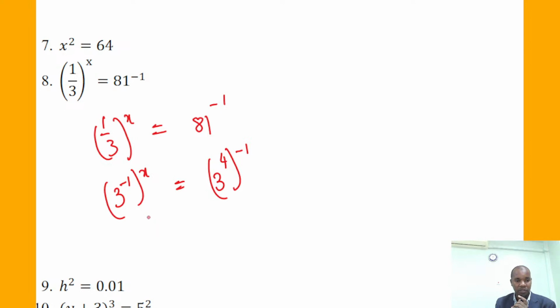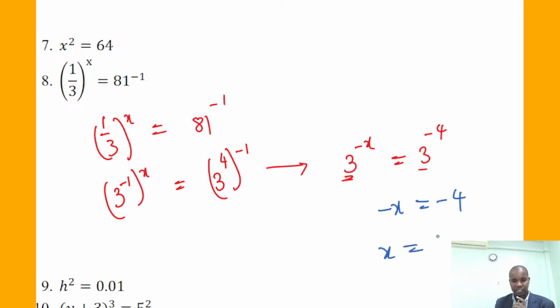By using the power rule, this equation can be written as 3^(-x) equals 3^(-4). Again, the bases are the same. You just compare exponents. So when you compare exponents, we see that negative x is equal to negative 4. So x will be equal to positive 4.